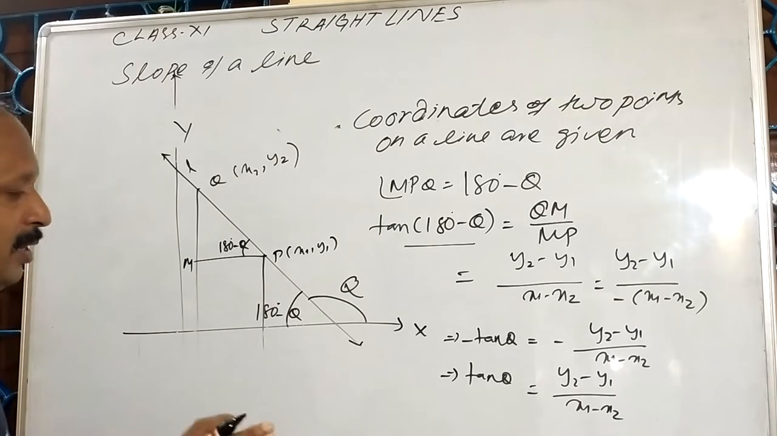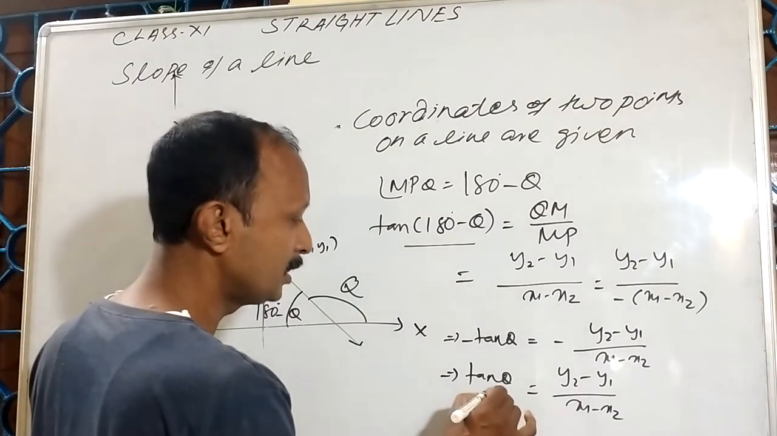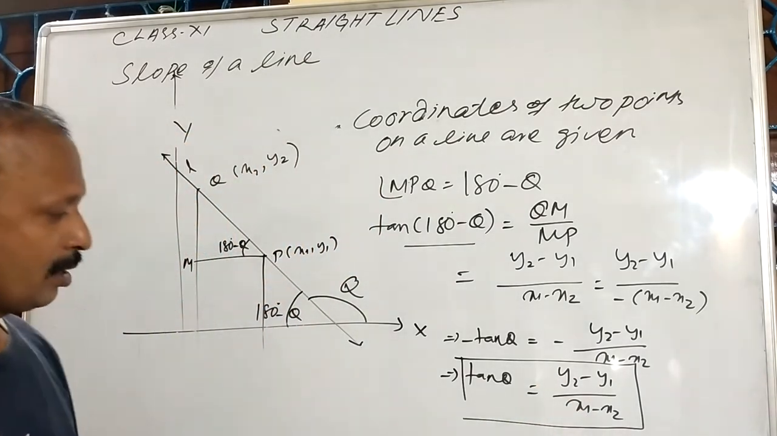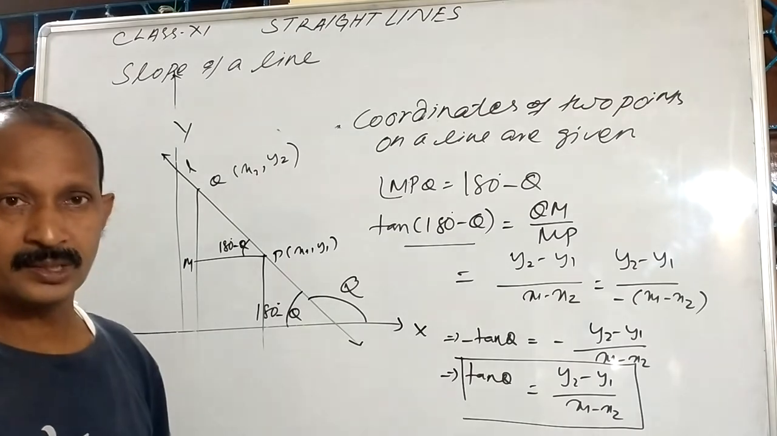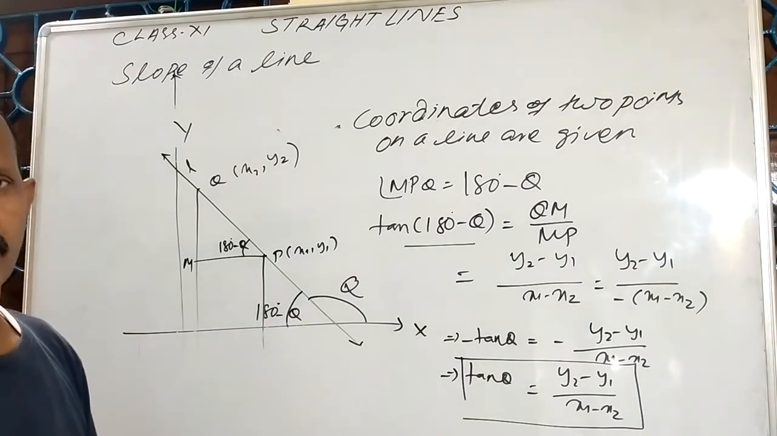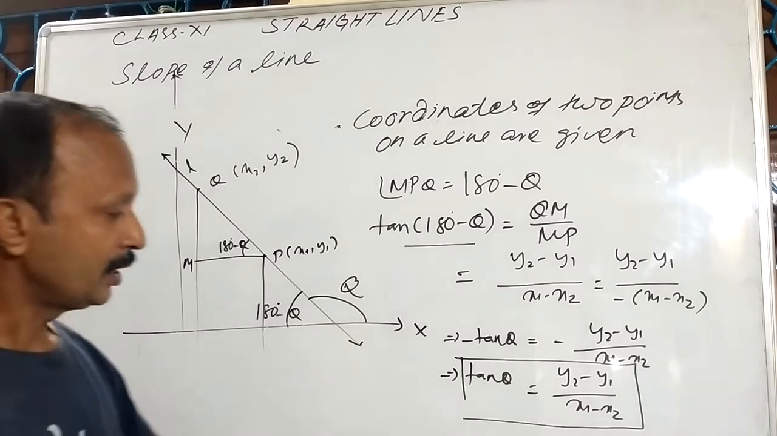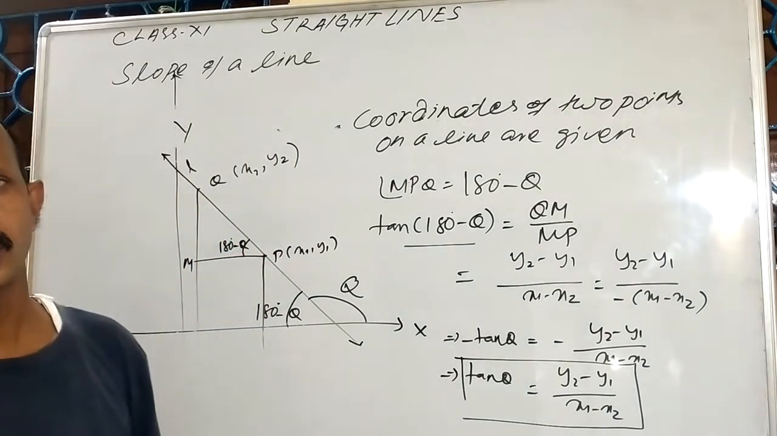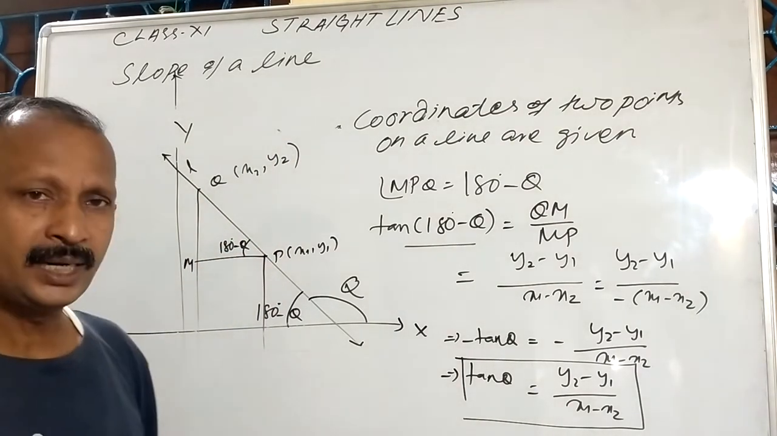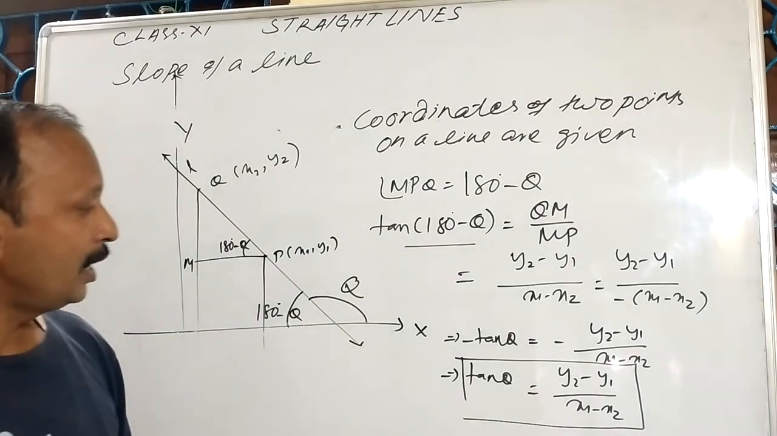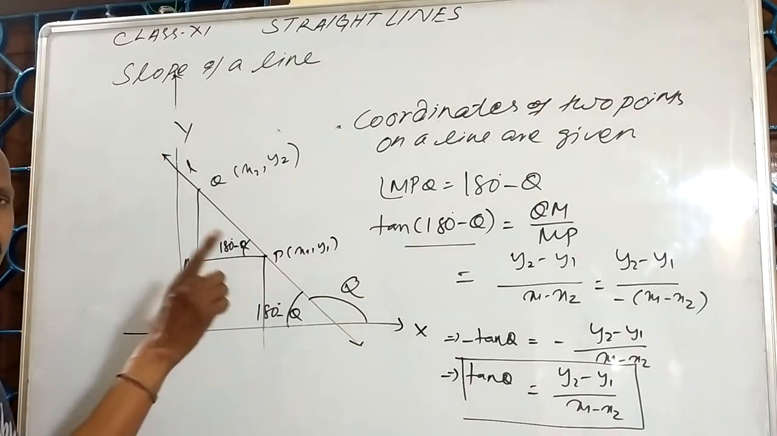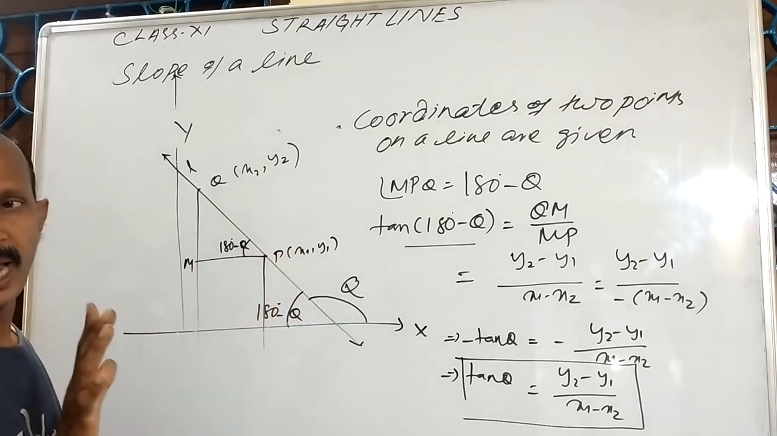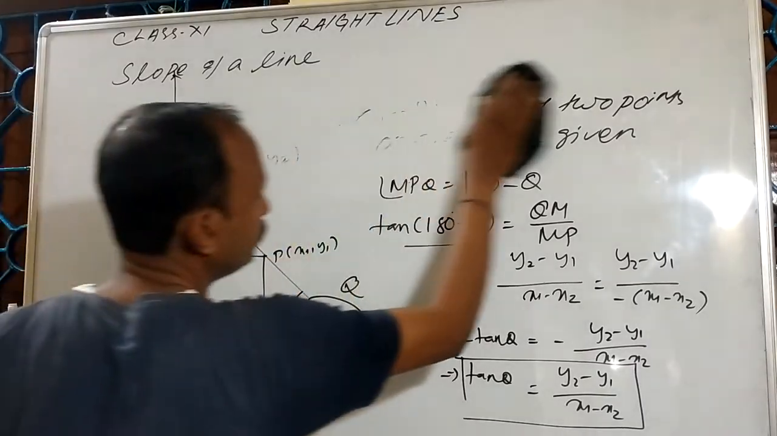In the previous case we got the slope tan theta is equal to y2 minus y1 upon x1 minus x2. Here also we got the same thing. That means the slope of the line, if two coordinates are given, is equal to y2 minus y1 divided by x1 minus x2. Whether the angle is acute angle or obtuse angle, it does not matter. In the previous case, I explained theta for the acute angle. Now I explained theta for the obtuse angle. Let us move forward.